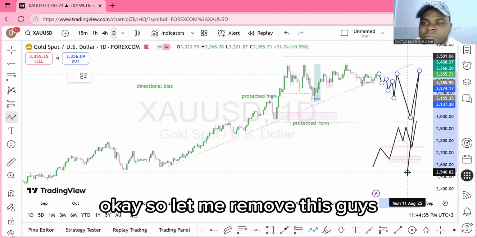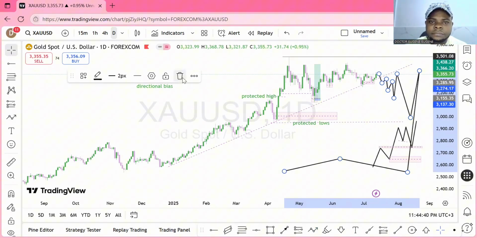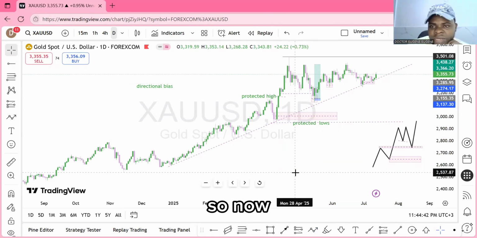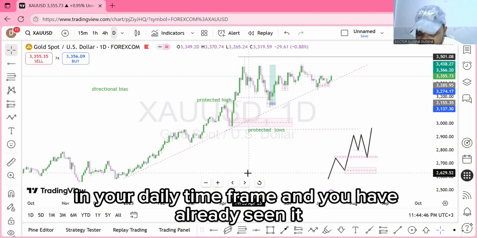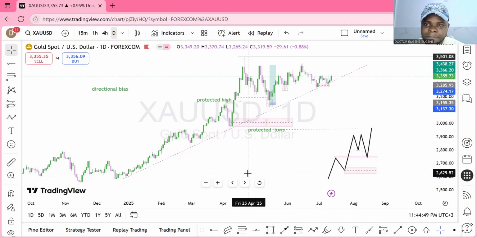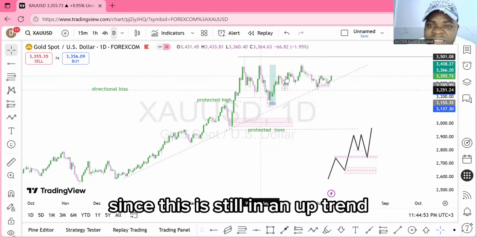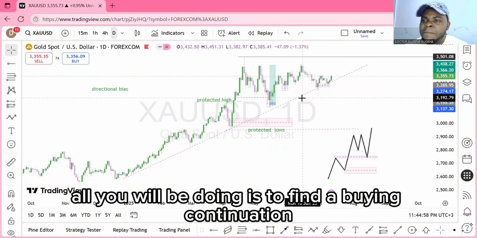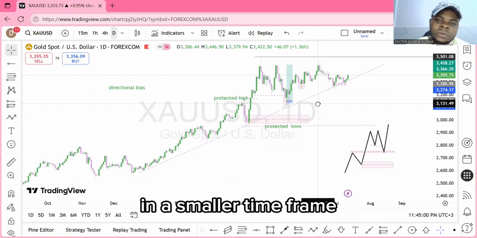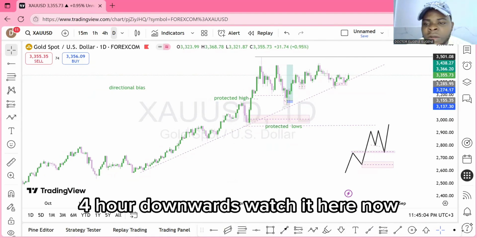Okay, so let me remove this, guys. So now that you already know what you are looking for in your daily time frame and you have already seen it, since this is still in an uptrend, all you will be doing is to find a buying continuation in a smaller time frame, which is the information you get from your 4-hour downwards. So watch here now.